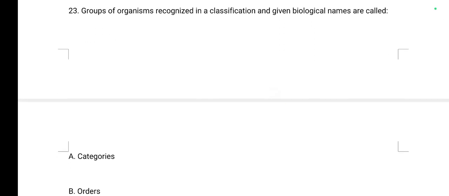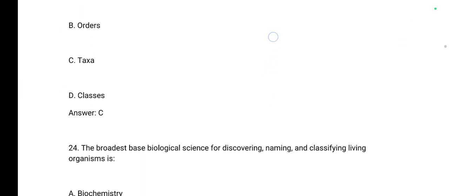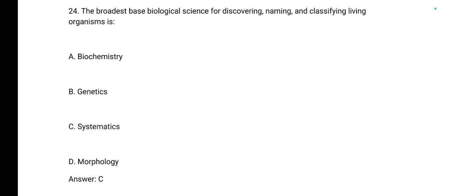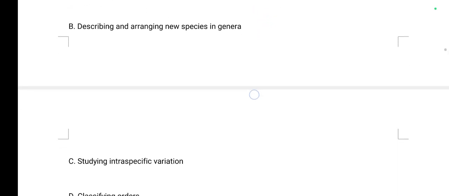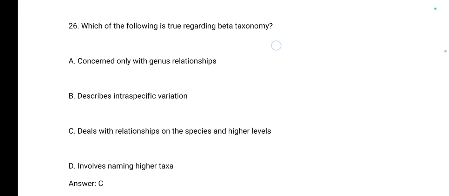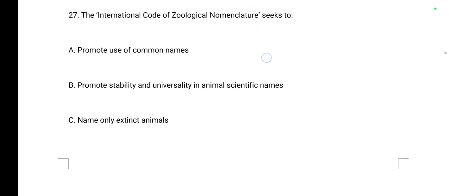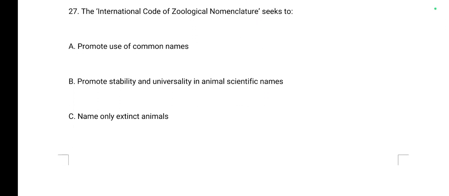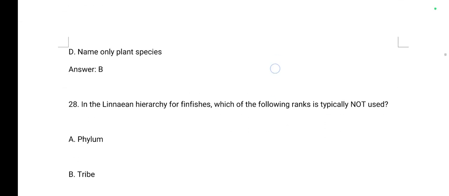Groups of organisms recognized in classification and given biological names are called taxa. The broadest biological science for discovering, naming and classifying living organisms is systematics. Alpha taxonomy refers to describing and arranging new species in genera. Which of the following is true regarding beta taxonomy? It deals with relationships at the species and higher levels. The International Code of Zoological Nomenclature seeks to promote stability and universality in animal scientific names.